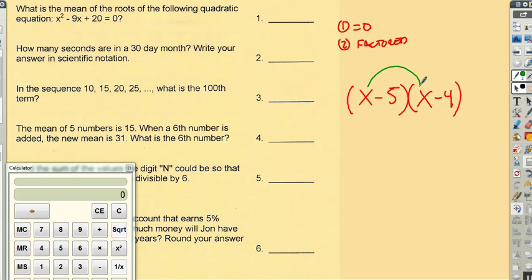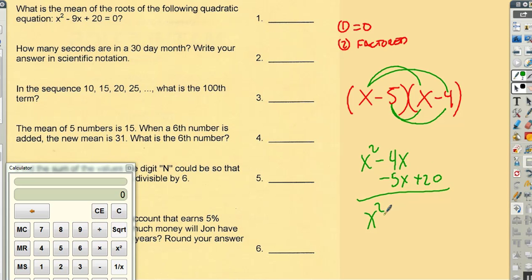Using the distributive property, what is x times x? x squared. That's right. x times -4 is -4x. What is -5 times x? -5x. And what is -5 times -4? 20. And so you add these together and you get x squared minus 9x plus 20. See, these are equivalent statements. They are the same.